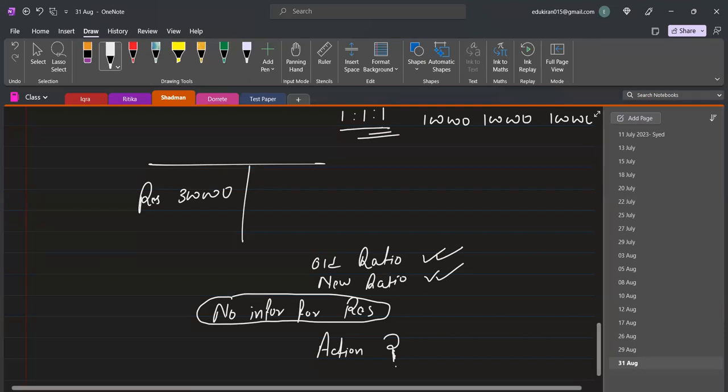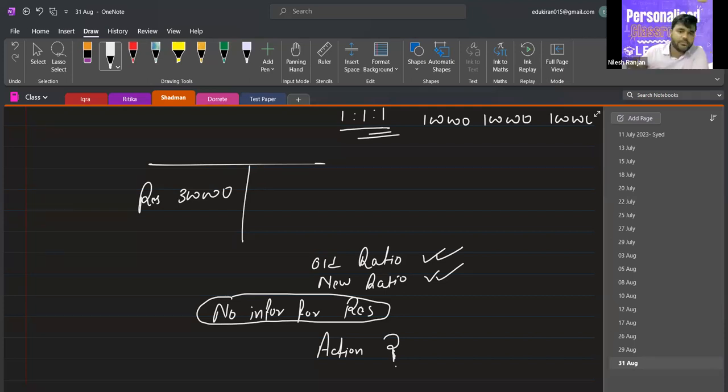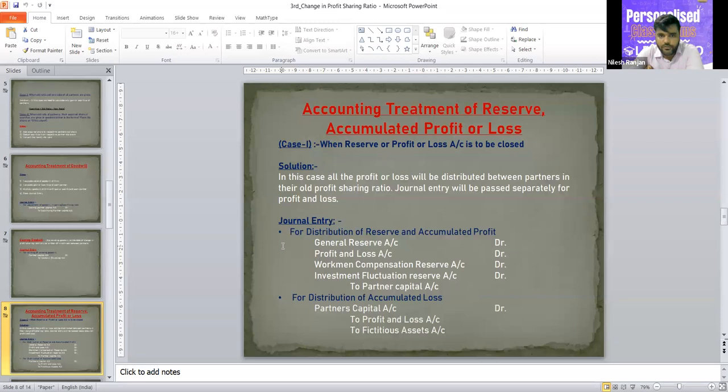Now, what will be the journal entry for this? You can see here, there is a first case when a reserve or profit and loss account is to be closed. To be closed means we have to distribute the profit or reserve balance between partners. Now, what does it mean by closed?